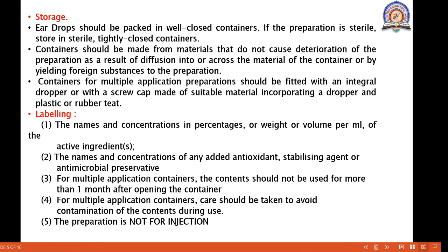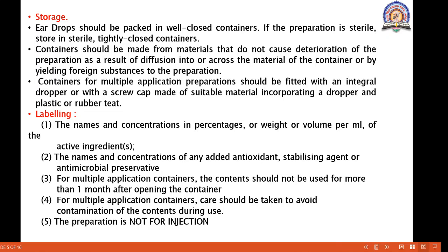Then how is the storage of eardrops done? Eardrops should be packed in a well closed container. If the preparation is sterile, store in a sterile, tightly closed container. Containers should be made from a material that does not cause any deterioration of the preparation as a result of diffusion into or across the material of the container or by yielding foreign substances to the preparation.